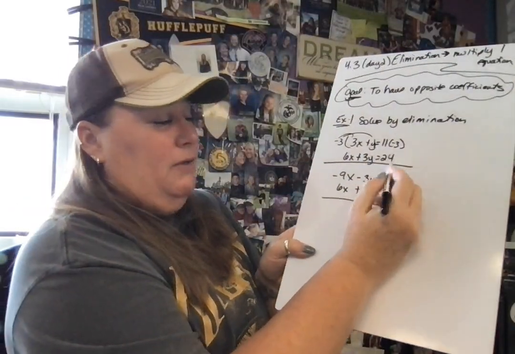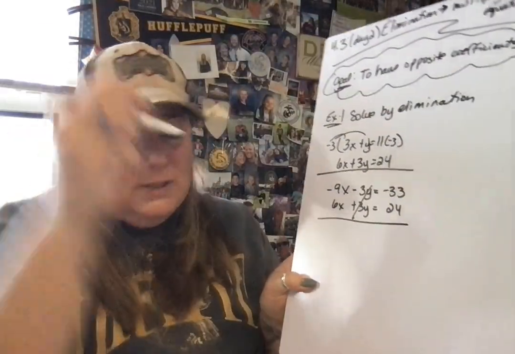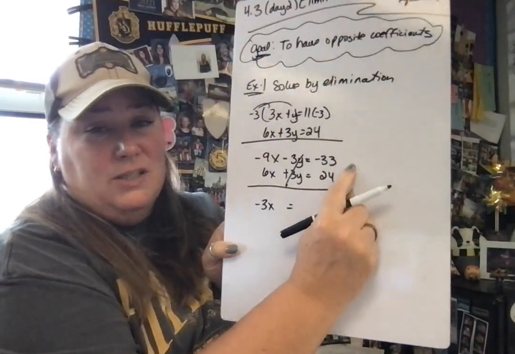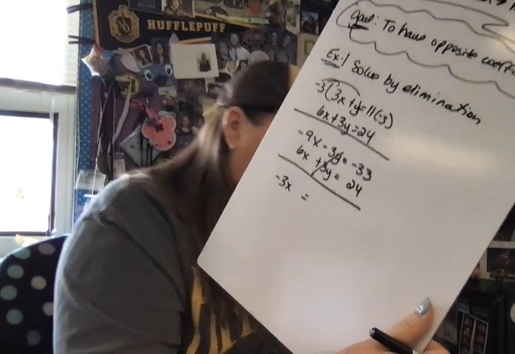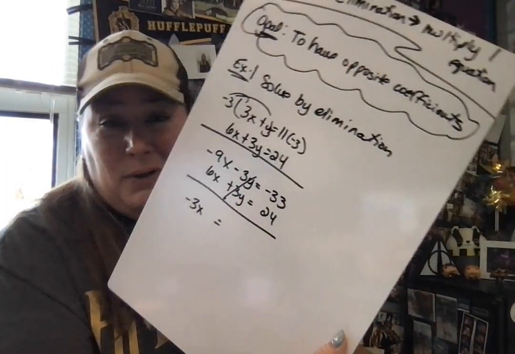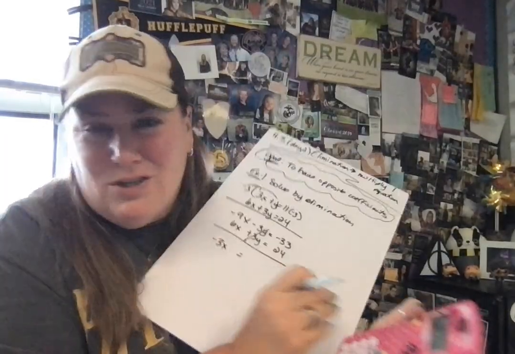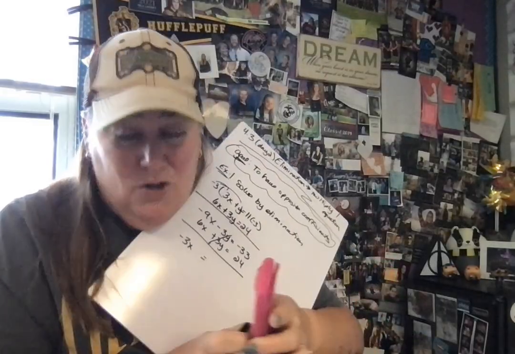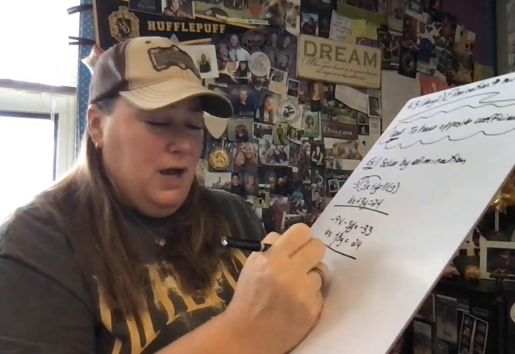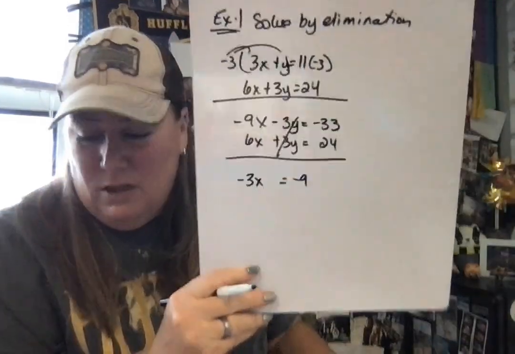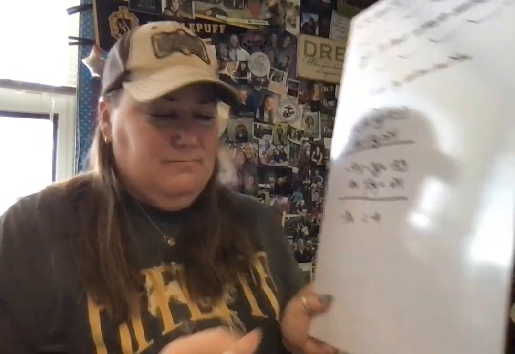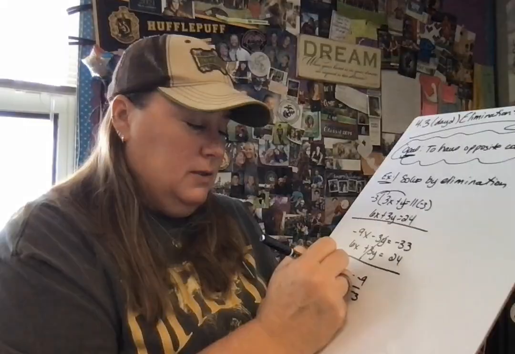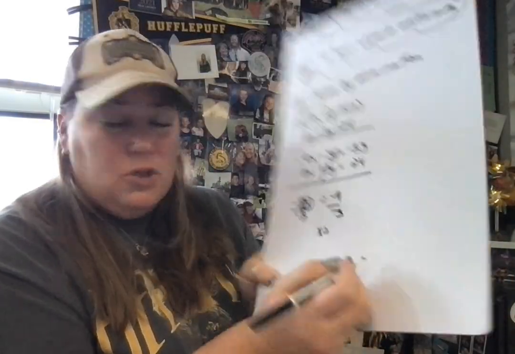So -3y and 3y get eliminated. Work down. -9x plus 6x is a -3x equals, don't forget these guys over here. You have a -33 plus 24. And your numbers are going to get bigger, okay? There's nothing wrong with using a calculator, so you know you're correct. Here we go. -33 plus 24. You should have a -9, okay? Do not be ashamed to use the calculator. That's why it's there, to give you these correct answers. Solve for x. Divide by -3. So you have x equals 3.